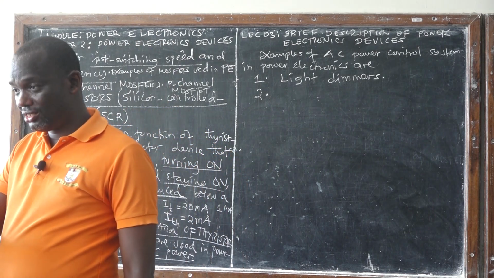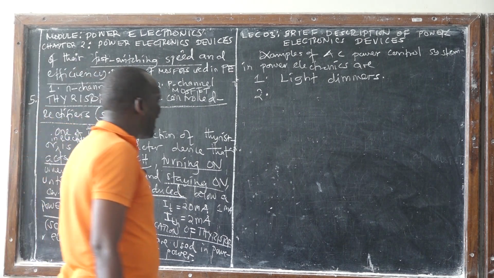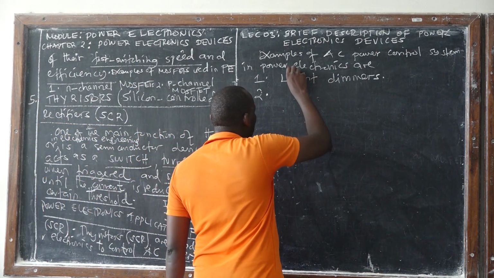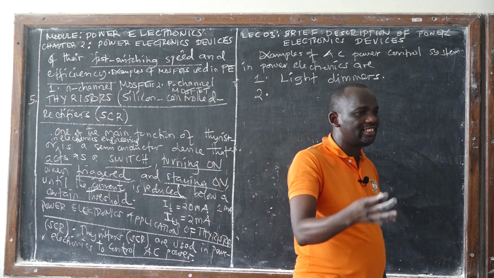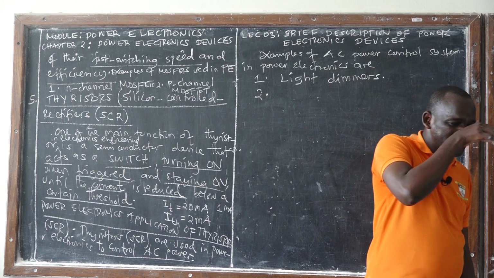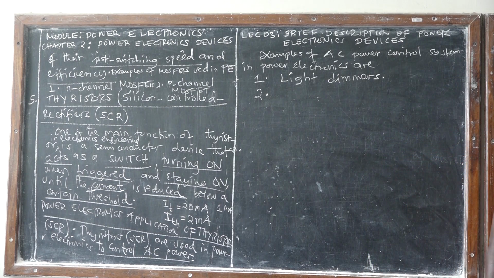But in AC. Have you ever seen? I think I can give you a good example. You can have an AC lamp which you can set, or you can increase and reduce the amount of light given out. Have you ever seen it?